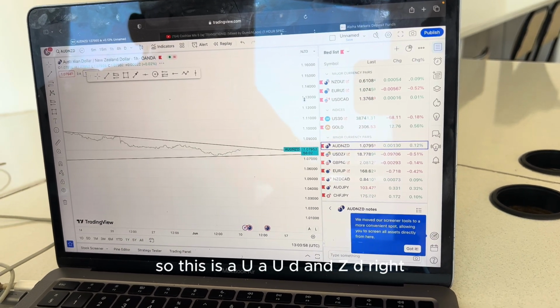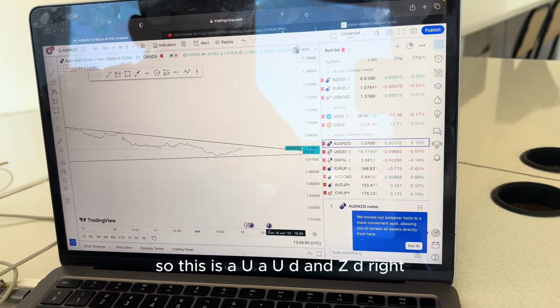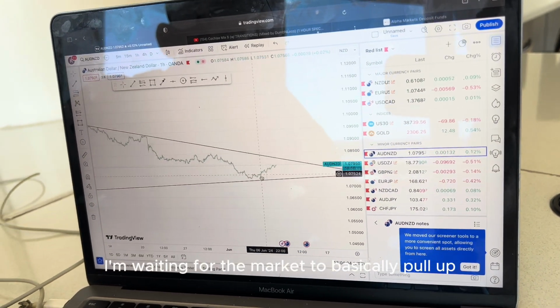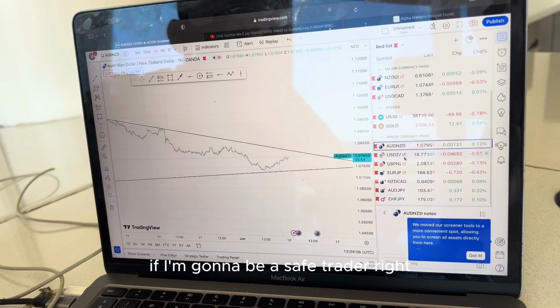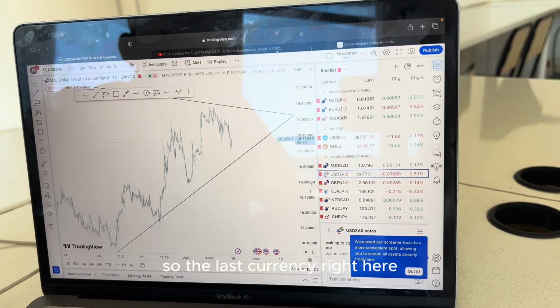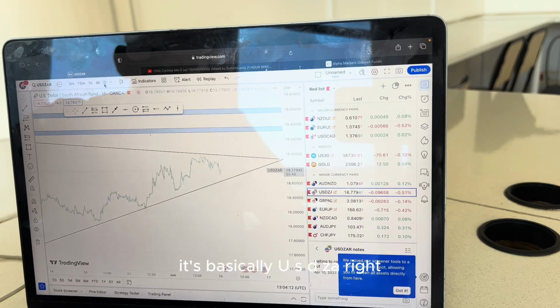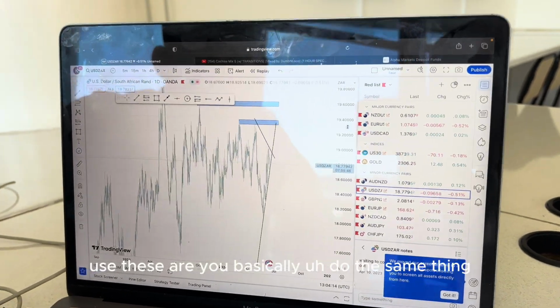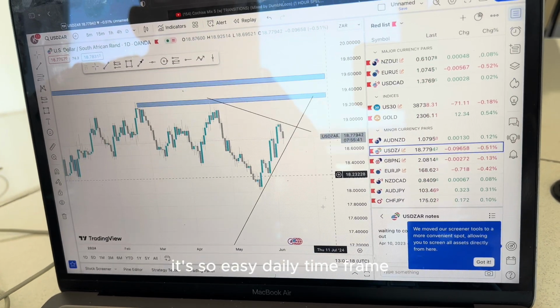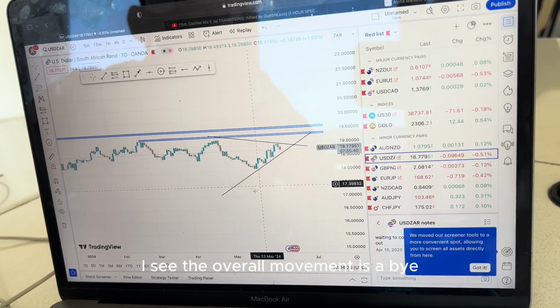So this is AUD NZD, right? So this is basically what I'm waiting for here. I'm waiting for the market to basically pull up, break this trend line if I'm going to be a safe trader, right? So the last currency right here, it's basically USD ZAR, right? USD ZAR, you basically do the same thing. It's basically a method that I keep on repeating, guys. It's so easy. Daily time frame, I see the overall movement is a buy.